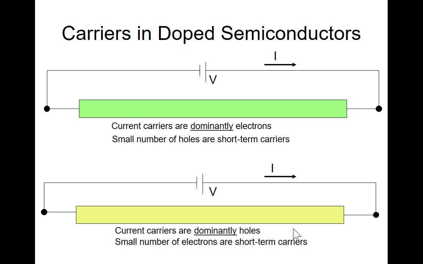On a p-doped semiconductor, the current carriers are dominantly holes. So we have what looks like holes that propagate through that structure. Actually, what happens is electrons move to a hole, electrons move to a hole, and so forth. So it looks like the hole is moving around in the p-type material.